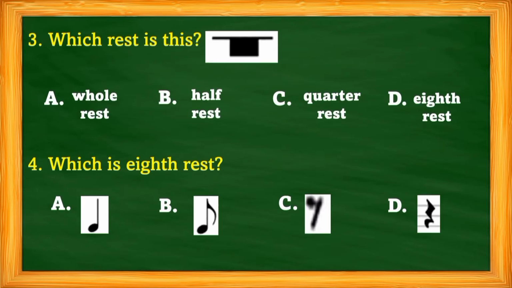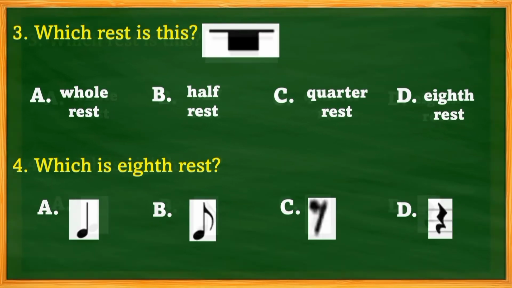Number 3. Which rest is this? A, whole rest. B, half rest. C, quarter rest. Or letter D, eighth rest. Number 4. Which is eighth rest? A, letter B, letter C, or letter D? Nahuman na ba mong answer? I-keep sana kay ato nang tanawon kung sakto pa na ang inyong tubag.